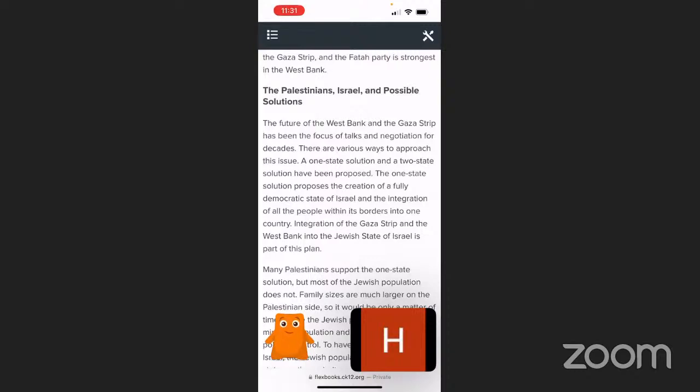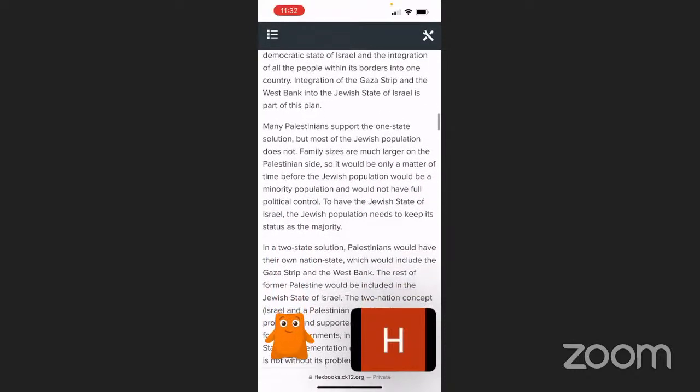The future of the West Bank and the Gaza Strip has been the focus of negotiation for decades, with various ways to approach this issue. A one-state solution and a two-state solution have been proposed. The one-state solution proposes the creation of one country, combining all of the people within the border, the Gaza Strip and the West Bank, into the Jewish state of Israel.